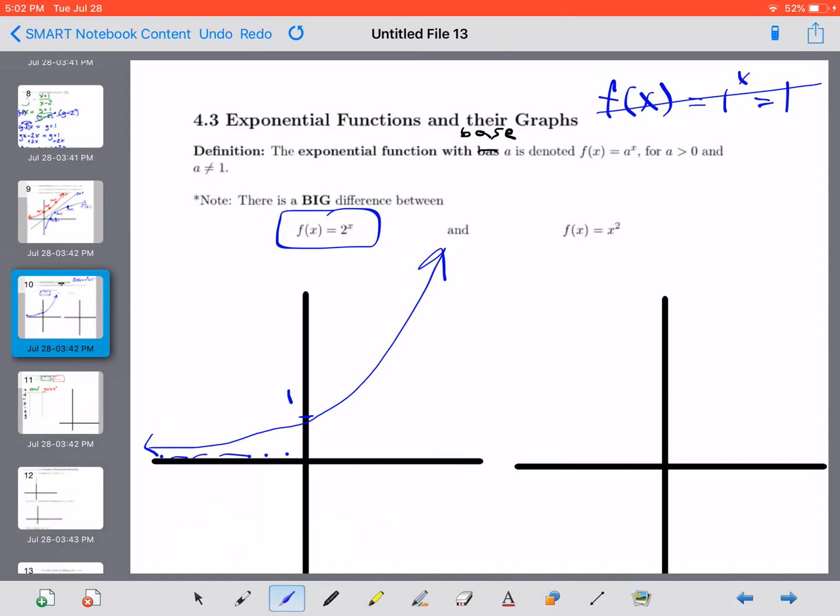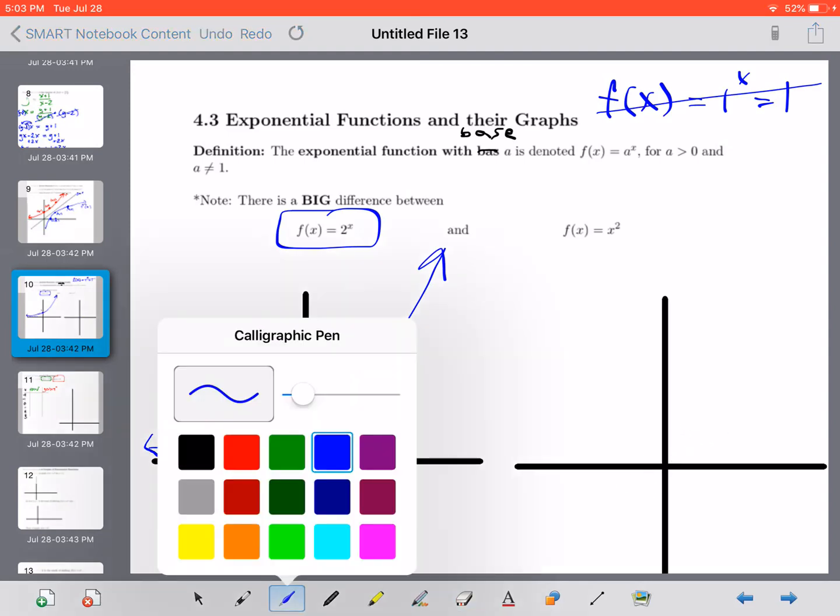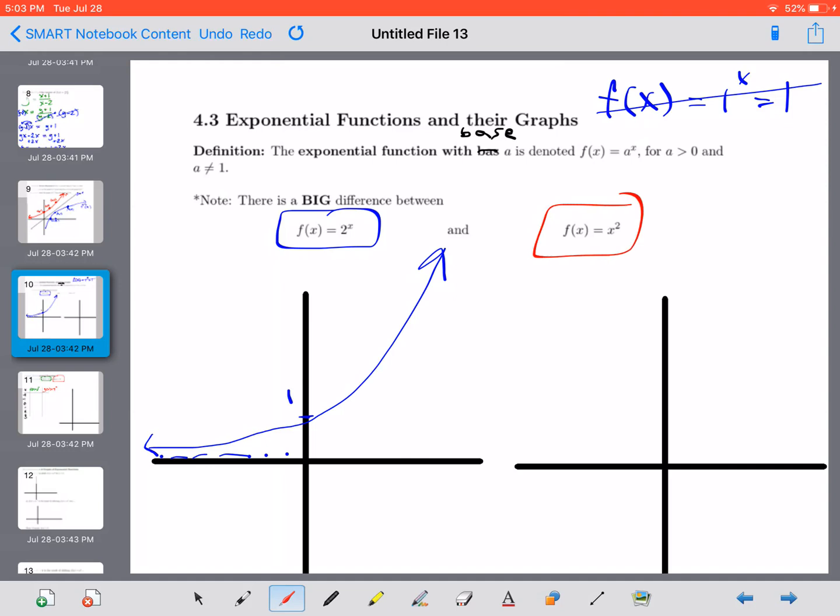F of x equals x squared, on the other hand, looks like this. Let me use a different color. Okay, it looks like a parabola. Now, you might be thinking to yourself that, okay, obviously it's different in the second quadrant over here, but in the first quadrant, they look a little bit similar. Don't be fooled, though, they are very much not the same, right?